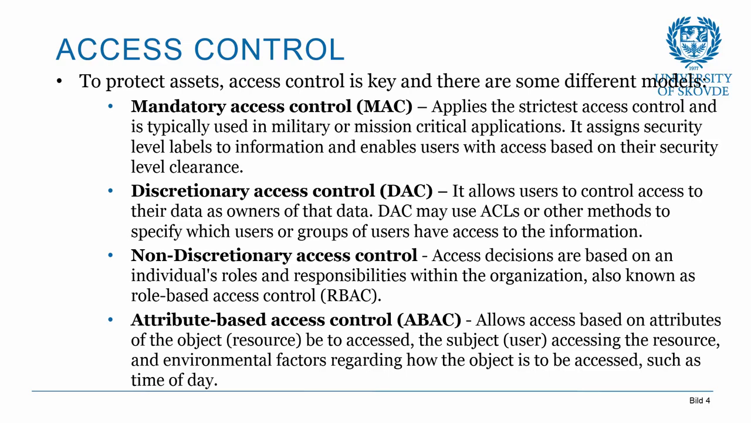To protect assets, we use access control, and there are some different models for implementing or for using access control, where the first one is mandatory access control. And this basically applies the strictest access control and is typically used in military or mission-critical applications. So the idea here is that we assign security level labels to information and enable users with access based on their security level clearance. So if you're cleared to view top secret documents, you can read documents that are classified as top secret and everything below.